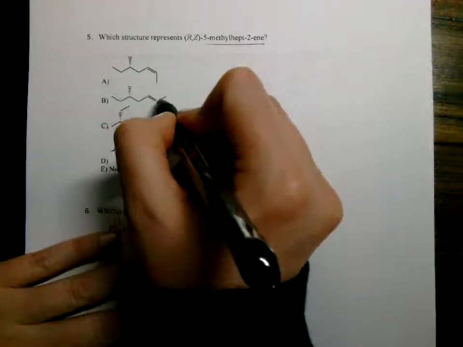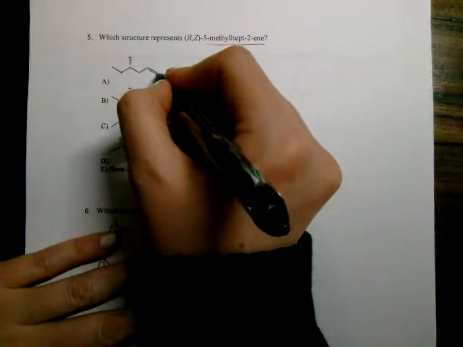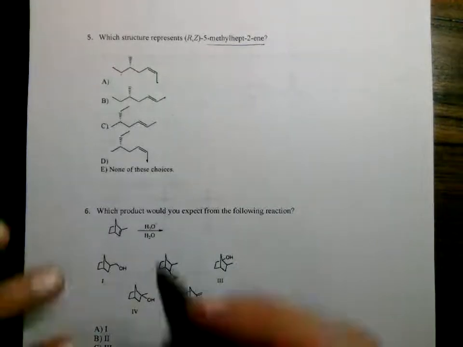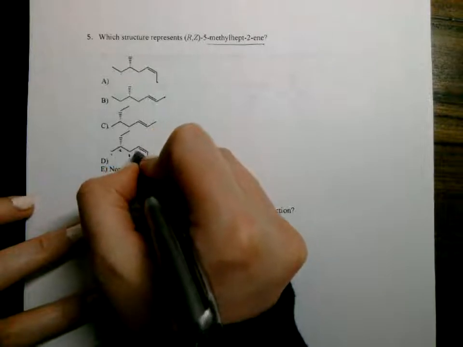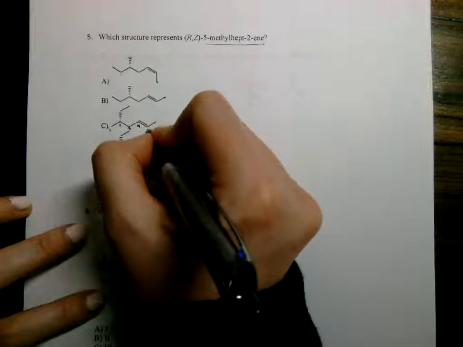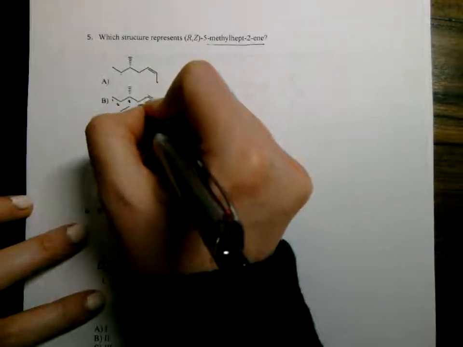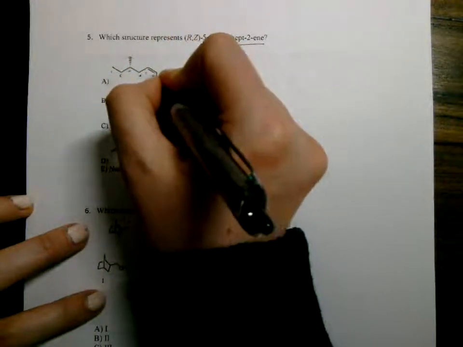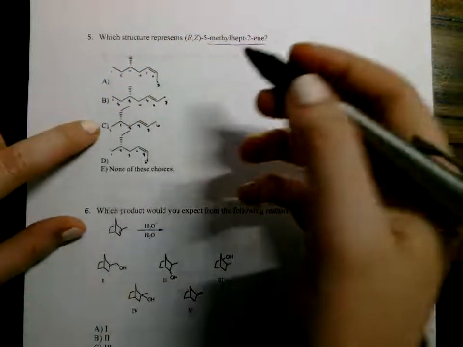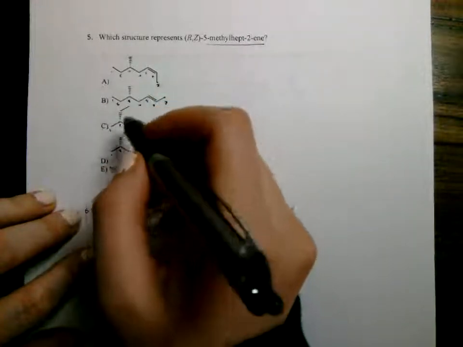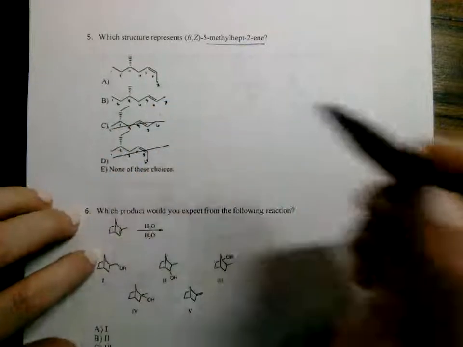1, 2, 3, 4, 5, 6, 7. Okay, well, that made life easier. If you can just count to 7, you can eliminate some of these. So only 2 of these are heptene, so I'm going to eliminate C and D based on that.